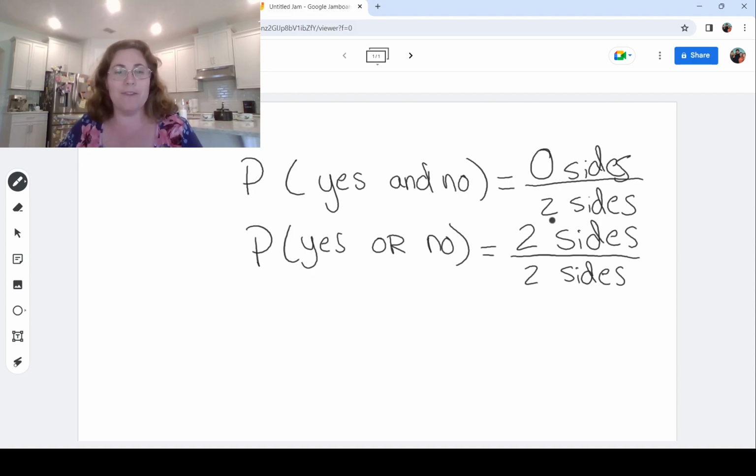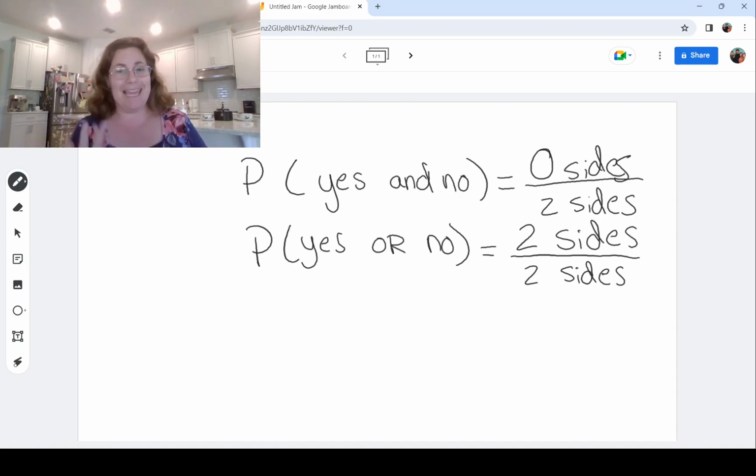So the probability of yes or no is 100%. No matter what, when I flip this coin, I'm going to have a result, if it lands on its flat side, of it being yes or it being no. So those are the four possibilities of probability that you should talk about with your students.